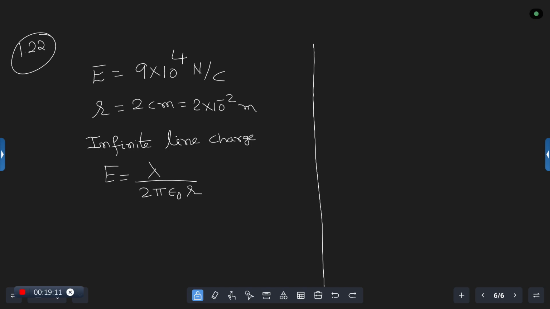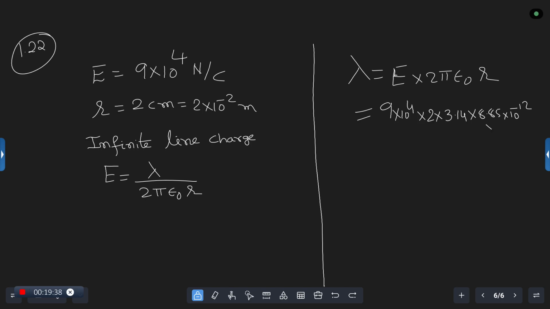Okay. So you have to find out the line charge density. Line charge density lambda equals E into 2 pi epsilon naught R. E is given 9 into 10 power 4, into 2 into pi 3.14 into epsilon naught 8.85 into 10 power minus 12 into R. What is the R value? 2 into 10 power minus 2 meter. Now find what is the value?